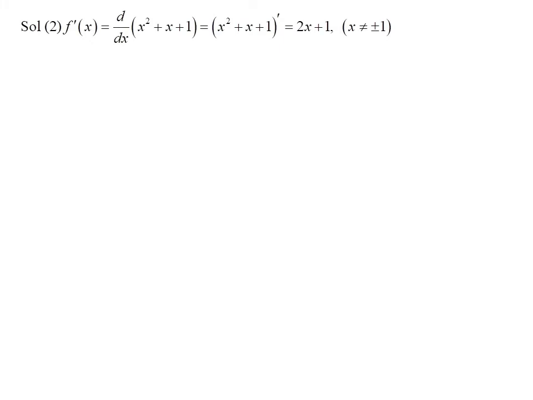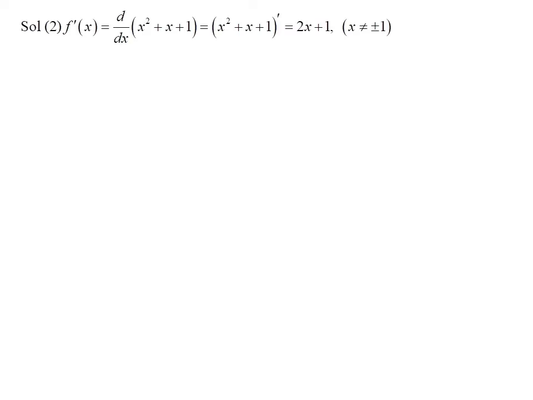Based on the simplified function f(x), sub-question 2 asks us to do the differentiation with respect to x. So the differentiation of x squared plus x plus 1 with respect to x comes up with 2x plus 1.